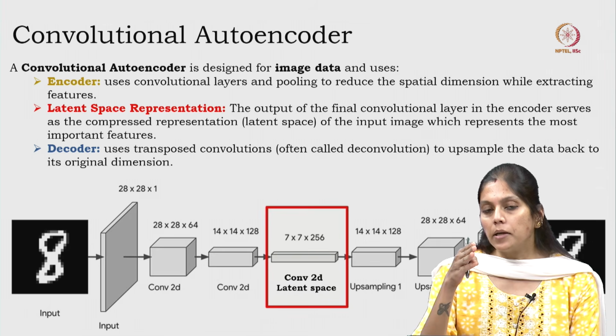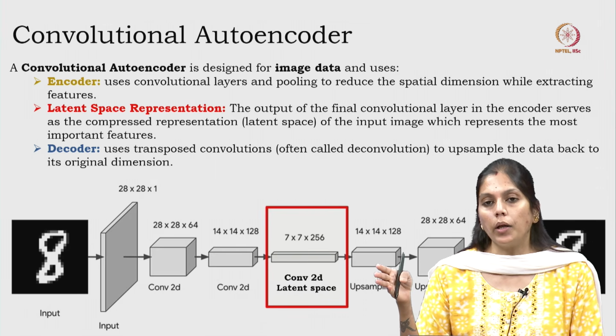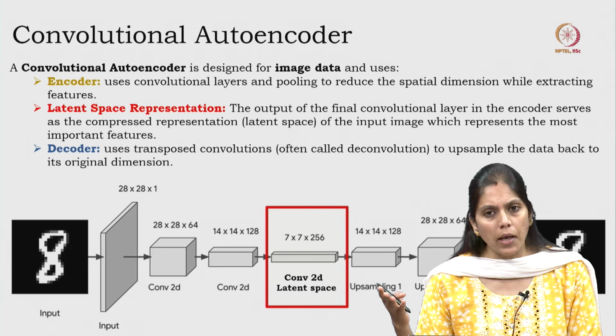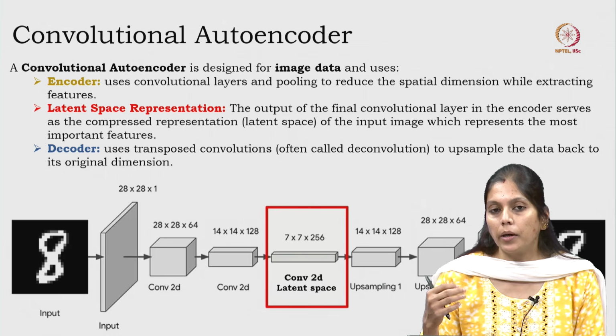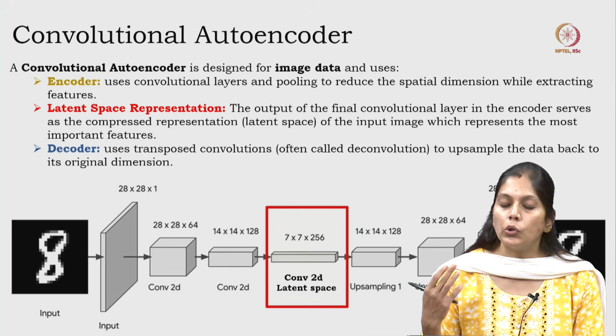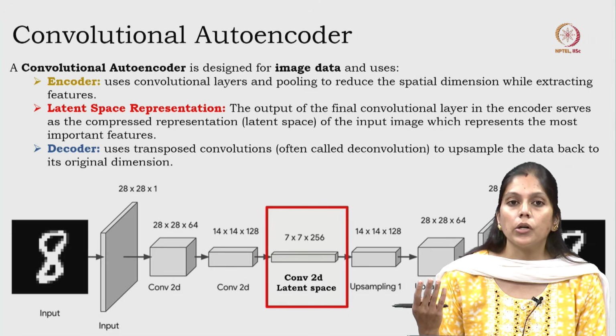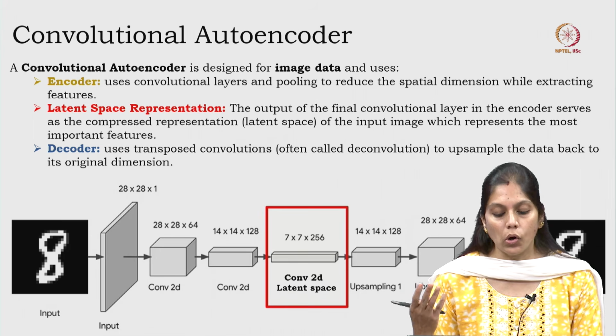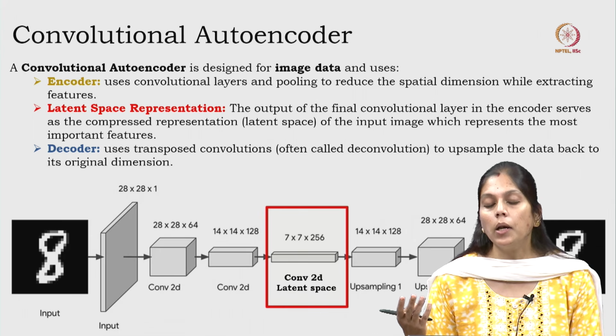Then this latent space is passed to a decoder. So far the decoder was a multi-layer perceptron. Now the decoder cannot be a multi-layer perceptron because we have an image as an input. So the decoder has to use the transposed convolution, or what we call deconvolution. Mainly why?